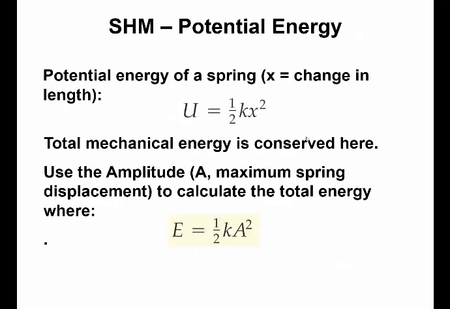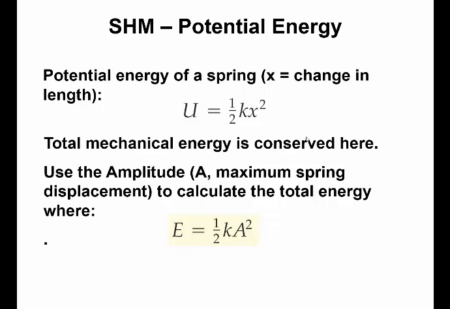So now we can think of chapter 5 and reflect on simple harmonic motion and potential energy. If we're still talking about a spring, where x is the displacement, the change in the length of the spring, then we have the same potential energy of a spring that we had back in chapter 5. The potential energy is 1/2 kx squared. Total mechanical energy is conserved here, because we don't have anything dampening our system.